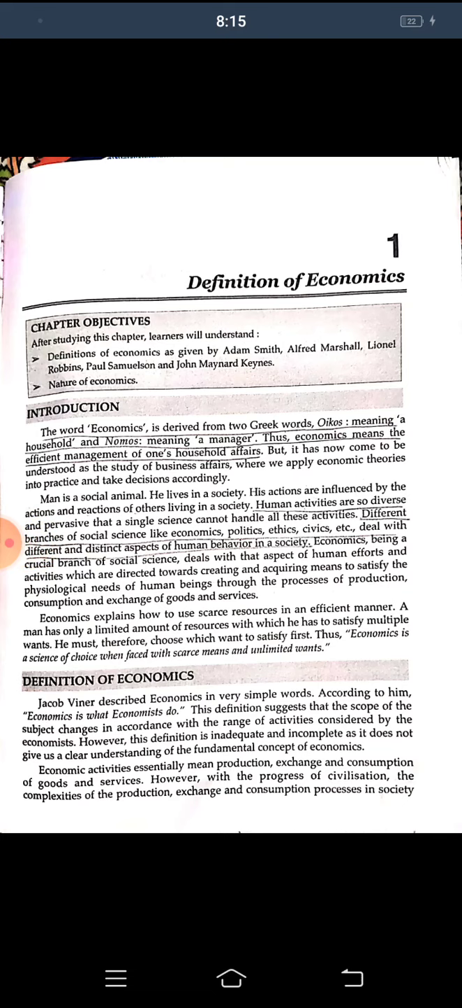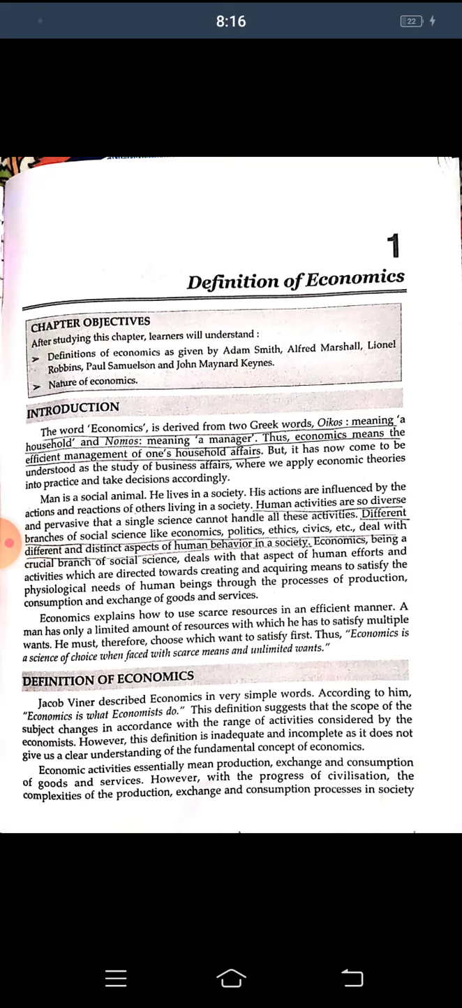The word economics is derived from two Greek words. One is oikos and the other is nomos. Oikos means household and nomos means management. Thus, economics means the efficient management of one's household affairs.